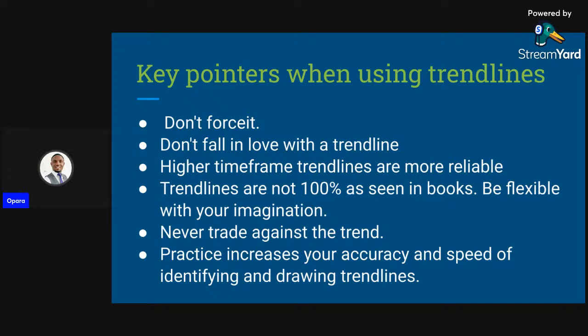Sometimes the major and minor might agree, but sometimes they might not agree. And even if they don't agree, always make sure that if you're taking any bias, it's always aligned with your higher time frame trend lines, right? Trend lines are not 100% as seen in books. Be flexible with your imagination.